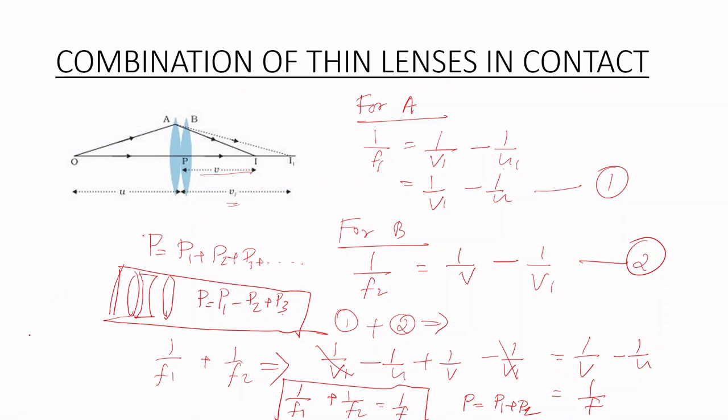What about the magnification of this? For example, in this case the two lenses, magnification will be the product of the magnification produced by each of them. So power is a sum, at the same time the magnification is a product.